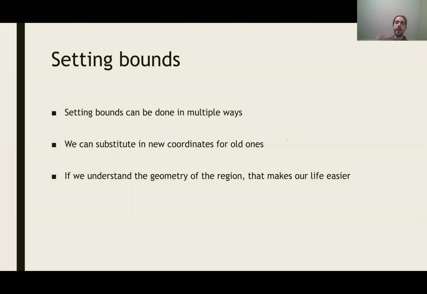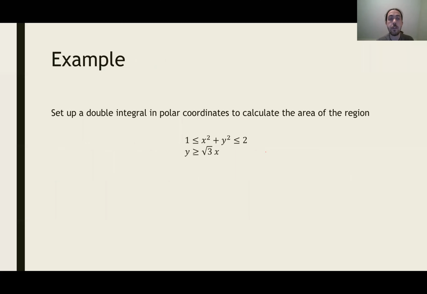Let's talk about setting up bounds for the double integrals after we've done changes of coordinates. We can do that, as we saw before, by substituting in new coordinates for old ones. In that example before, we saw that if we took our bounds in terms of x and y and substituted in our new variables, we can get a new expression for the boundaries of the region. And if we understand geometry, then maybe we can make our life a little bit easier.